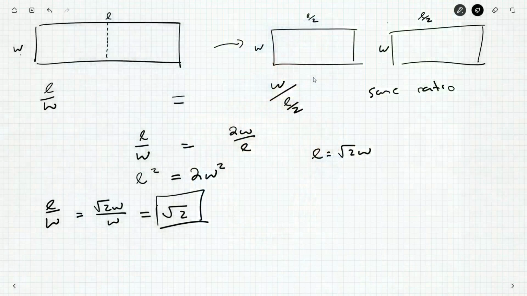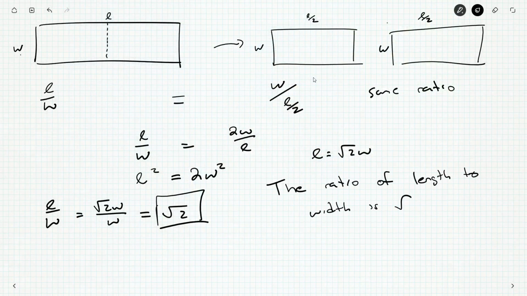You could express it as root 2 over 1 or root 2 to 1, although since humans are reading and marking this, as long as it's clearly labeled and you have a nice little therefore statement, you know, the ratio of length to width is root 2, you'll be fine. You don't have to write it as root 2 over 1 or root 2 colon 1. This information along with the explanation is perfectly fine.